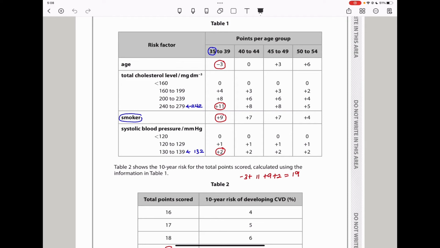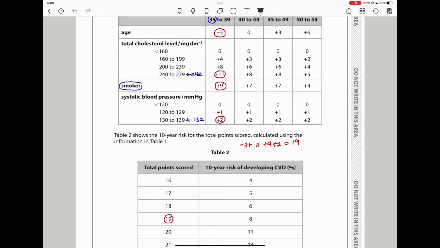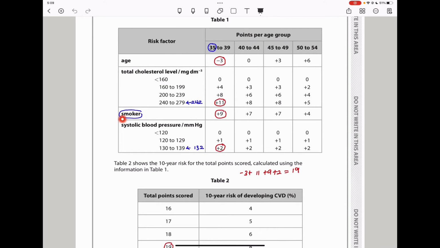The total cholesterol is also given in the various ranges, and we can see the point scores that they are awarded. For smoking, we can see those for the specific age groups. And then the systolic blood pressure, we can see the specific blood pressures for the age groups as well as their points that are awarded. So I will come back to these points that I marked on this table for the next question.